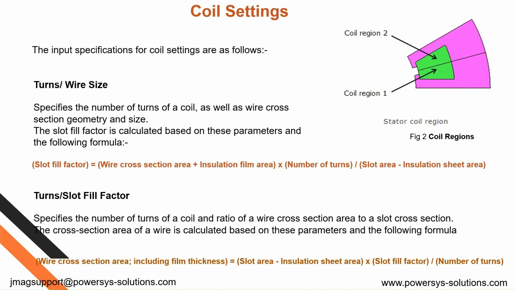The second input item is the turns per slot fill factor type. In this input item, it specifies the number of turns of a coil and the ratio of the wire cross-section area to calculate the slot cross section.